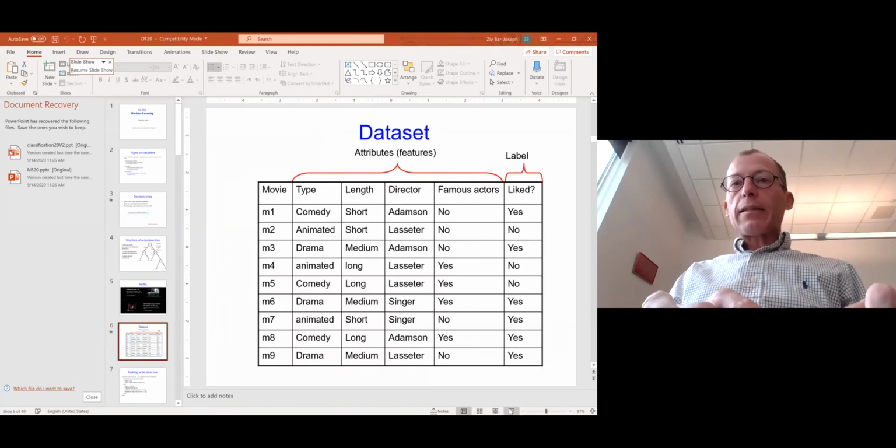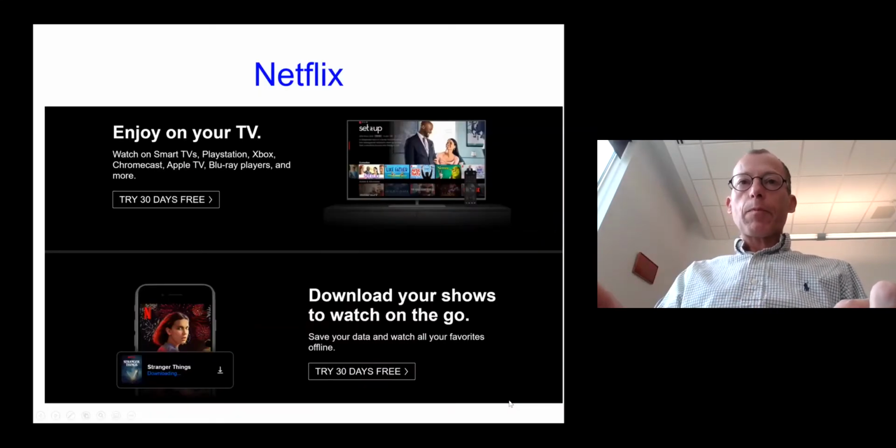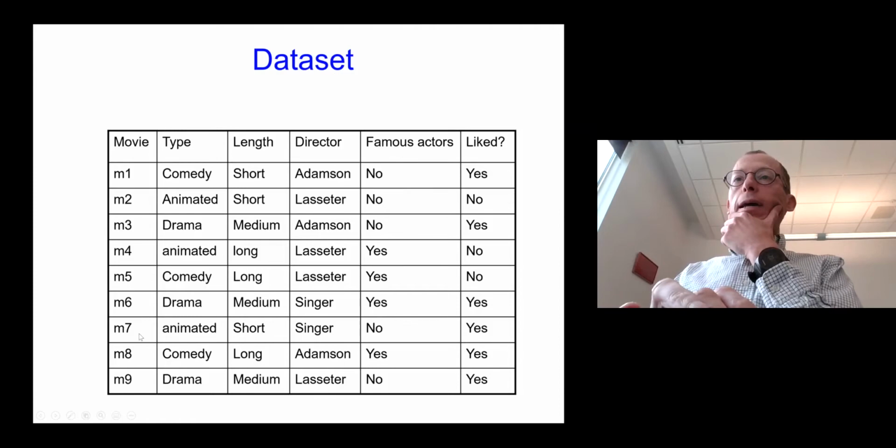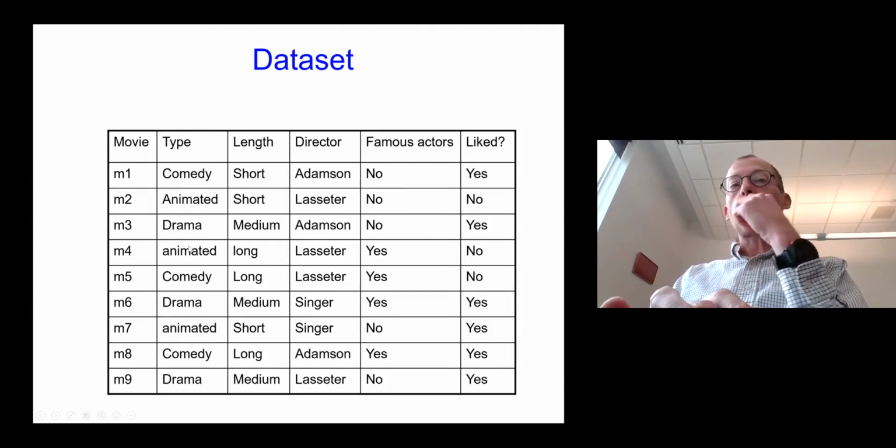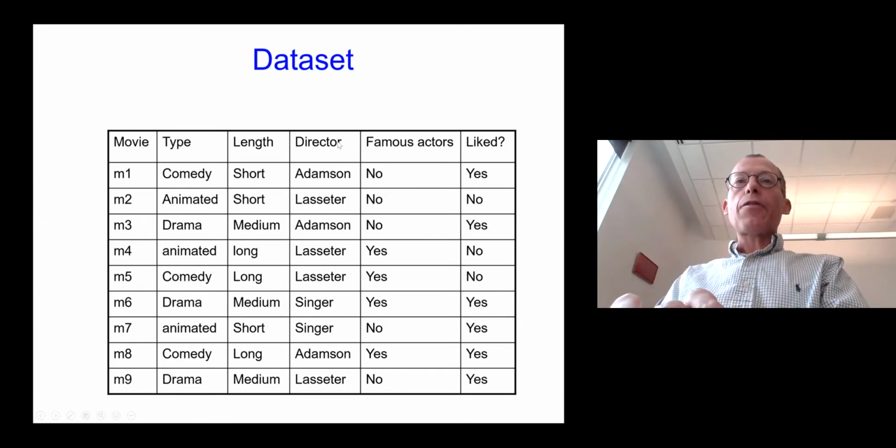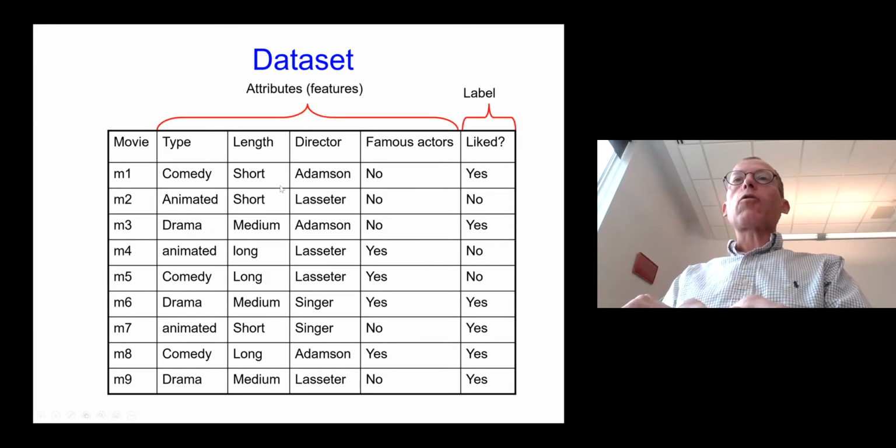So let's say this is the database that you have. So this is the data set. So these are the features, the type of the movie, and you can see we have more than 2: length, director, whether it had famous actors, and this is the label, whether I liked it or not. And our goal is to build, using this data set, a decision tree to predict this label. Okay, that's the goal. How do we do it? So these are called attributes, or the features, and this is obviously the label, the prediction of the class.